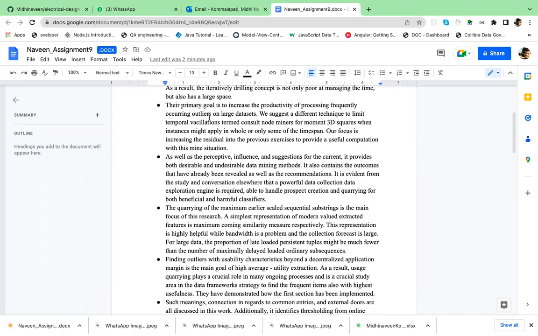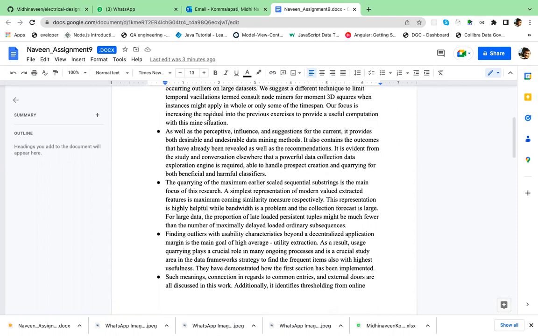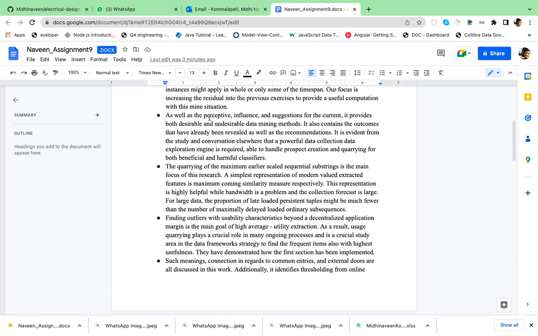We suggest a different technique to limit temporary calculations, termed consult node miners for moment 3D squares, which might apply in a whole or only some of the time span. Our focus is increasing the residual into the previous exercises to provide a useful computation, as well as the perspective influence and suggestion for the current. It provides both desirable and undesirable data mining methods. It also contains the outcomes that have already been revealed as well as recommendations.